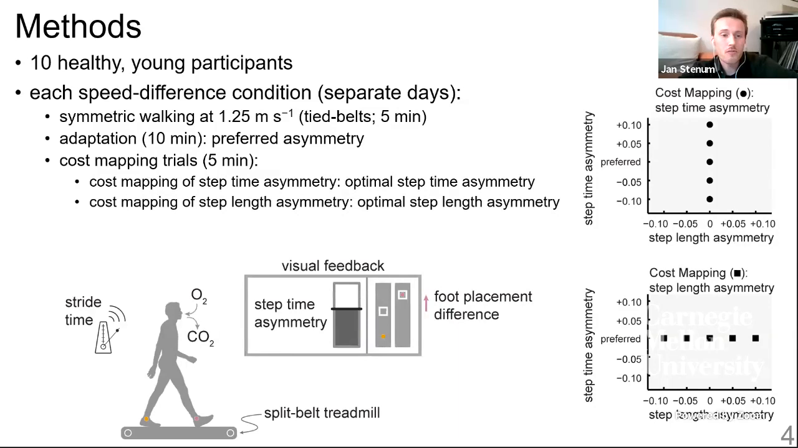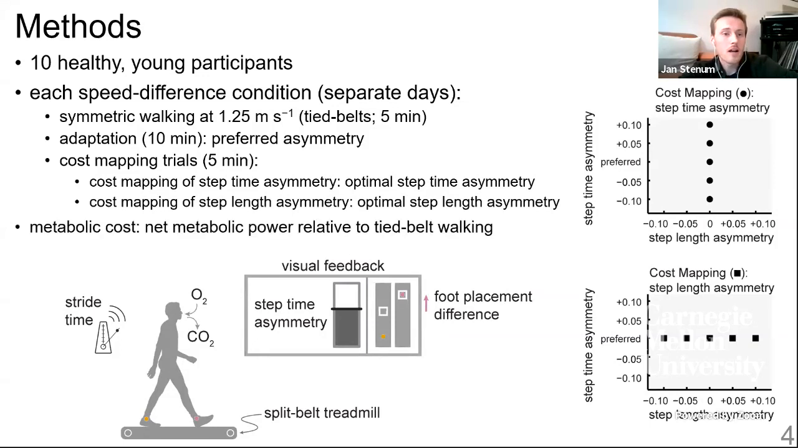We played the beat of a metronome that was set to each participant's preferred stride time in normal tied belt walking. In front of the screen we showed visual feedback of step time asymmetry and foot placements so that we could indirectly enforce step length asymmetry. And we used expired air analysis to get a metabolic cost that we calculated as the net metabolic power of split belt walking relative to its value in tied belt walking.